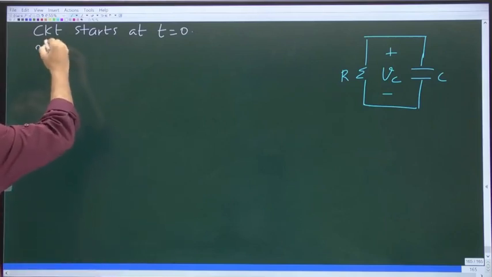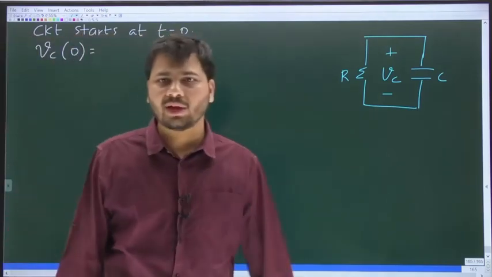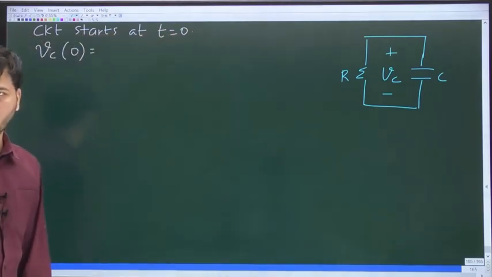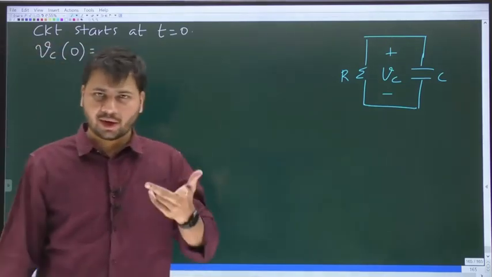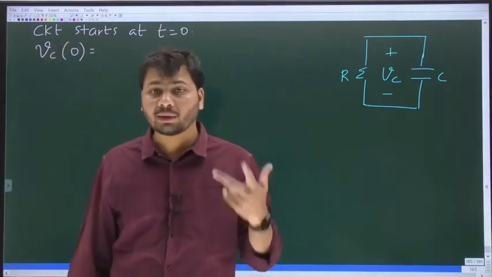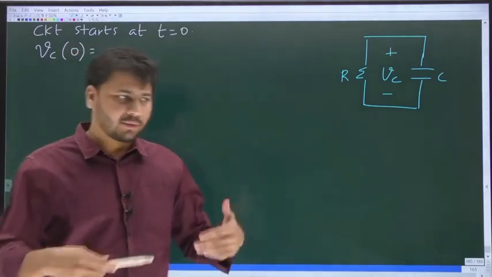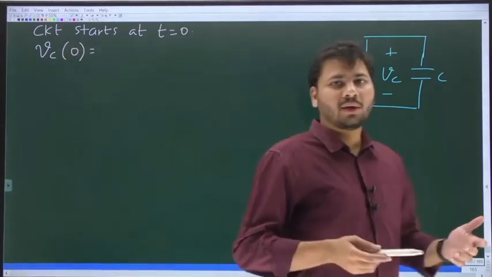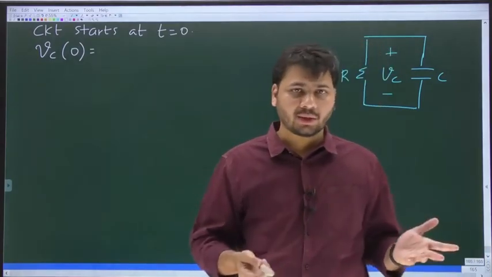Let us say Vc of 0. What is this Vc of 0? Is it not the initial voltage across the capacitor? For any capacitor, the initial condition is the initial voltage across the capacitor. And for any inductor, the initial condition is the initial current through the inductor. So in this circuit, there is one capacitor.